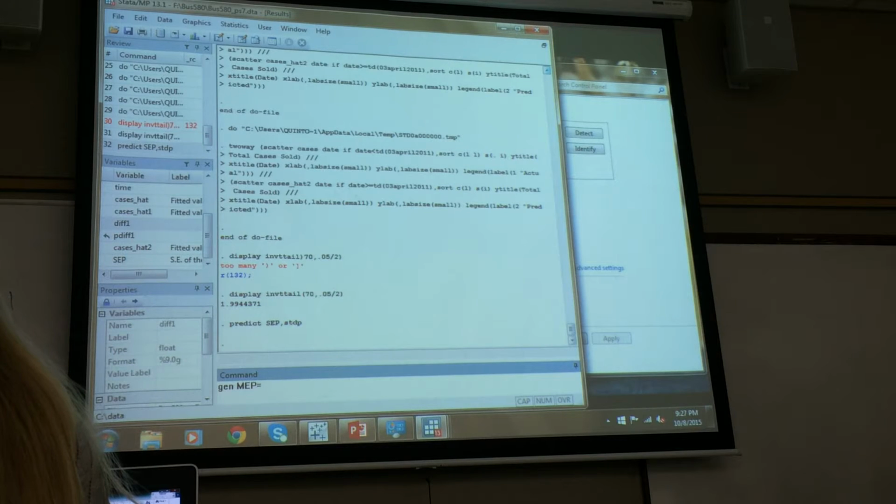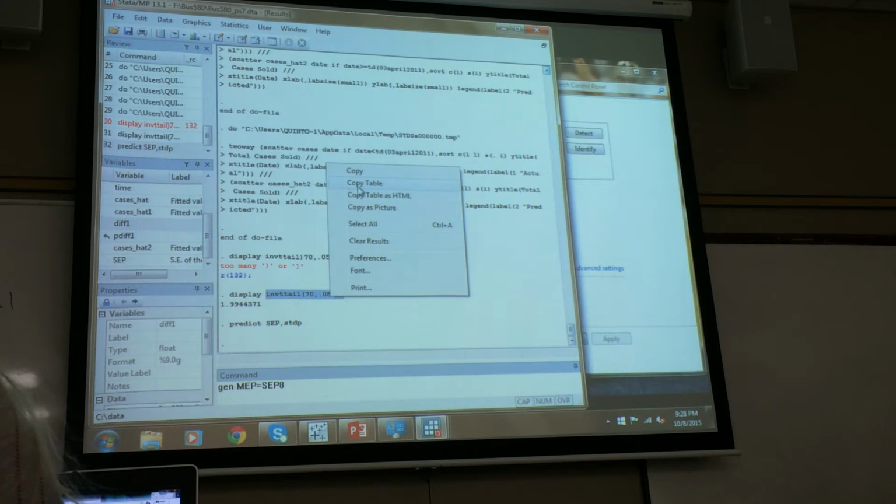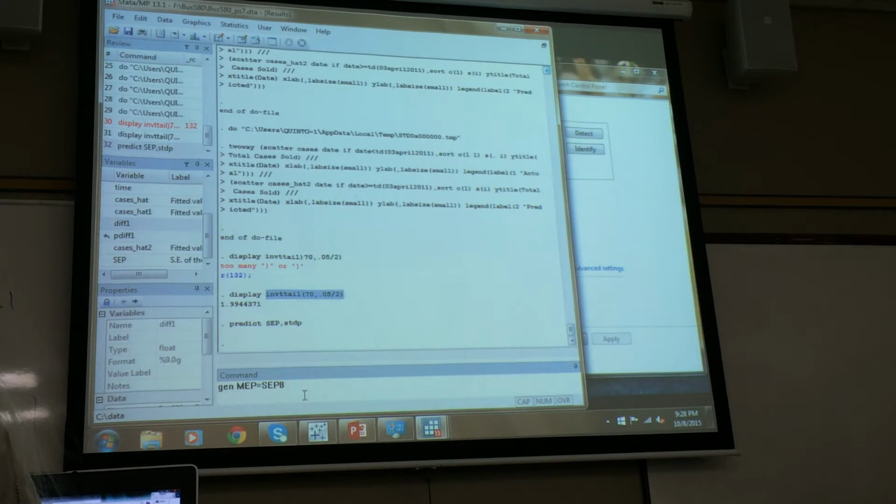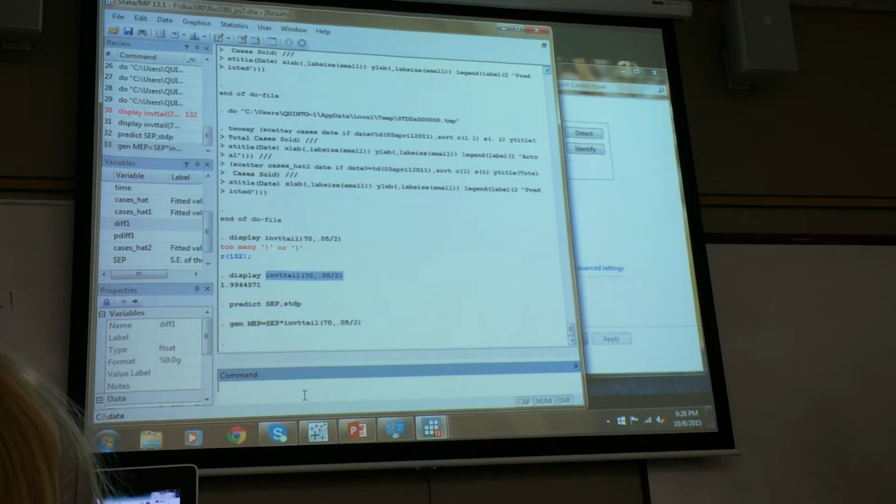It equals my SEP, which I generated in Stata, times, I could do one of two things. I can copy and paste that number, do the equation, or I can actually use that function. And just to show off, I'm going to use the function. Oop, I got an 8 there. I meant to do that.